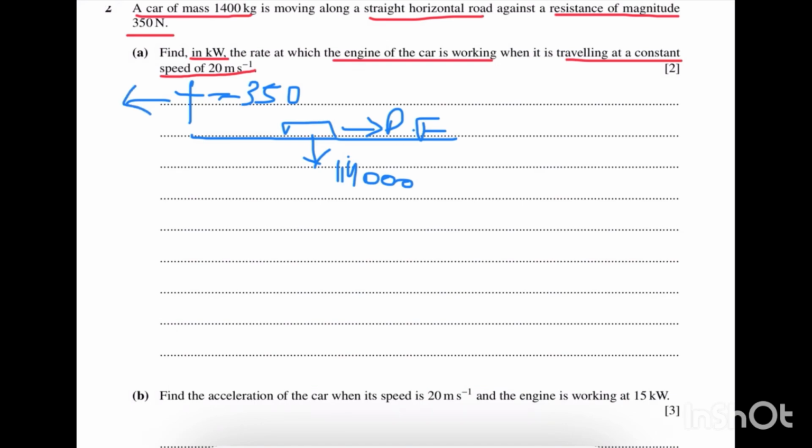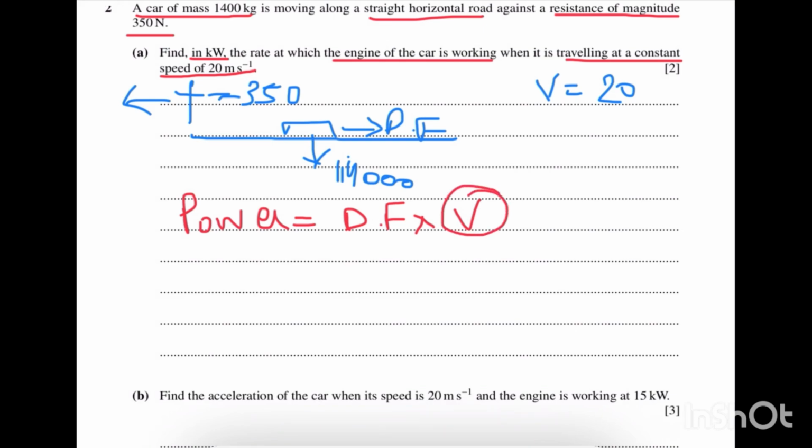And other than that, they have given us the speed at which it is traveling, which is constant, of 20 meters per second. So the key word in this question is the rate at which the engine of the car is working, which is just a fancy way of saying power, and in this case instantaneous power, and its formula is always equal to the driving force multiplied by the velocity. So we have the velocity, which is 20, but we need to find out the driving force in order to find the power. We can find out the driving force using the forces formula, which is forward force minus resistive force is equal to mass multiplied by acceleration.